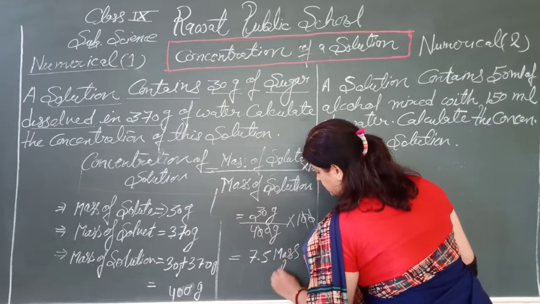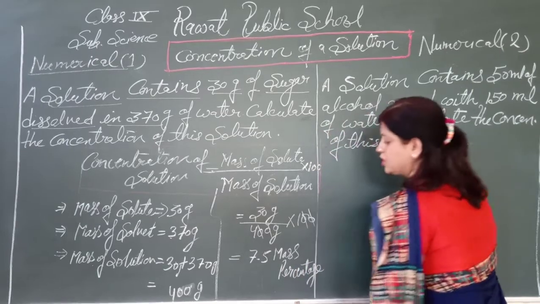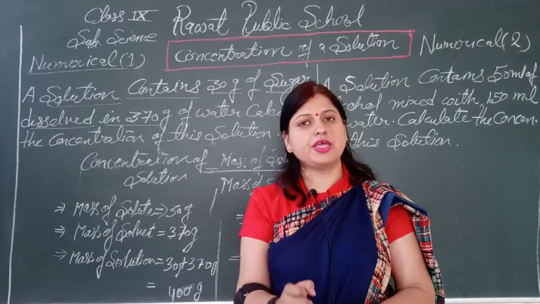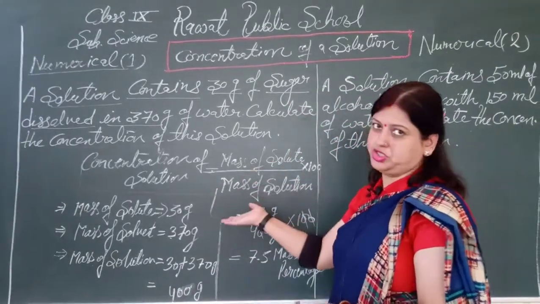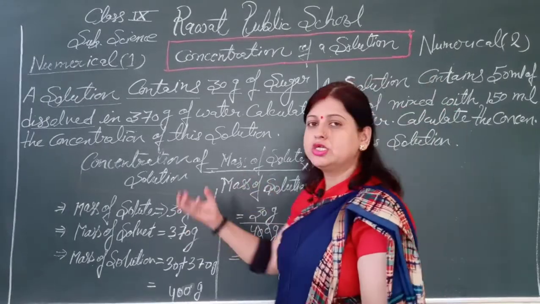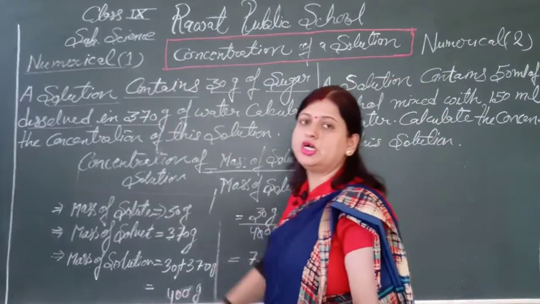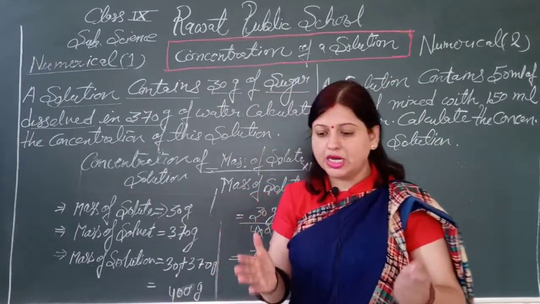Mass percentage. What is the meaning of the mass percentage? 7.5% sugar is dissolved in the solution. In a total solution, 30 gram of sugar is dissolved, and the total amount of the solution is 400.